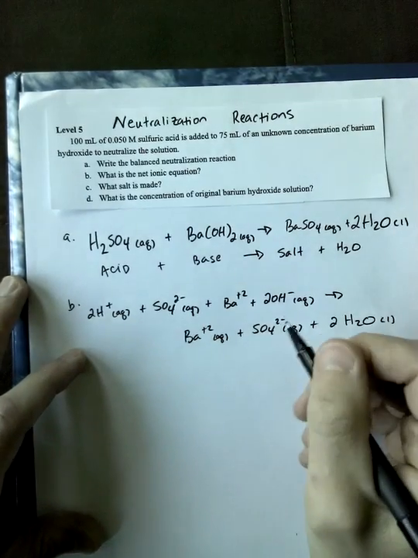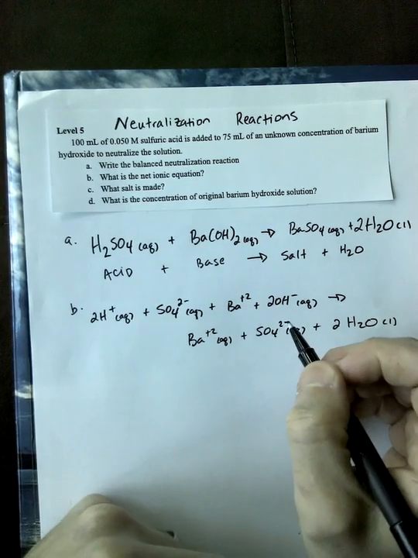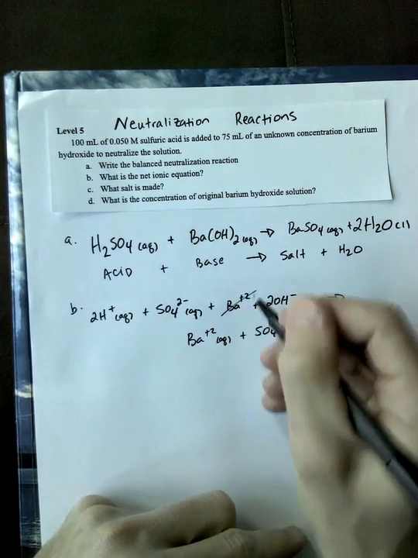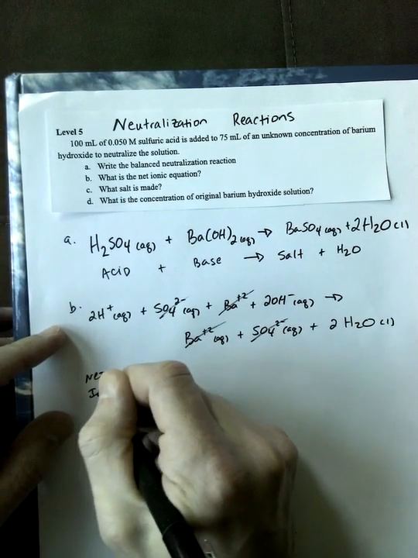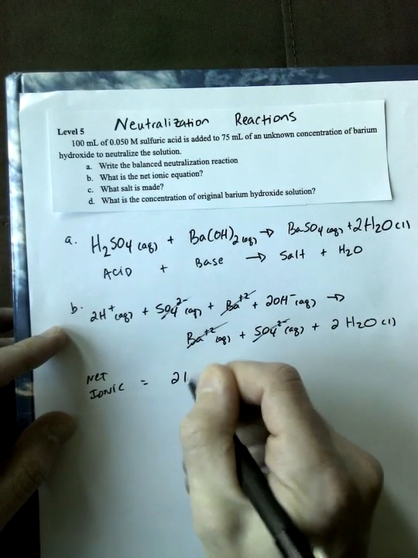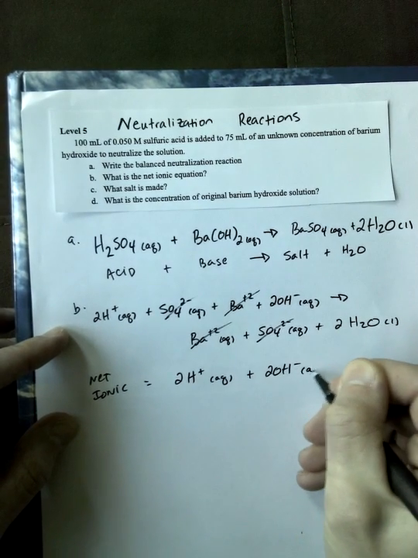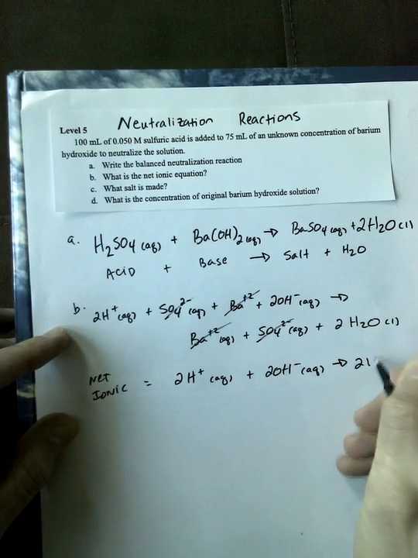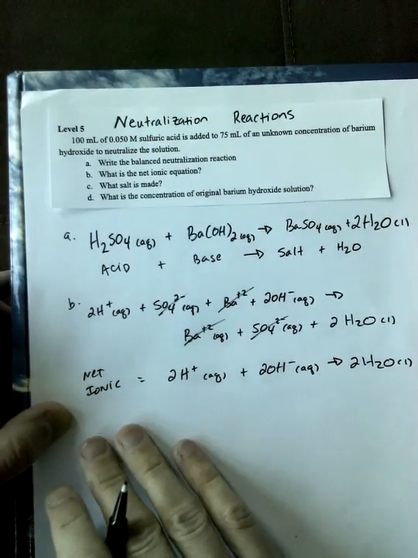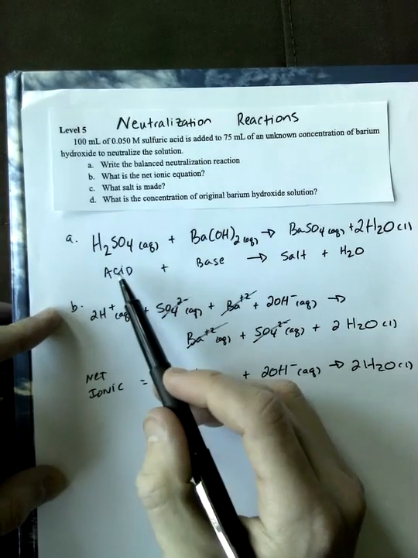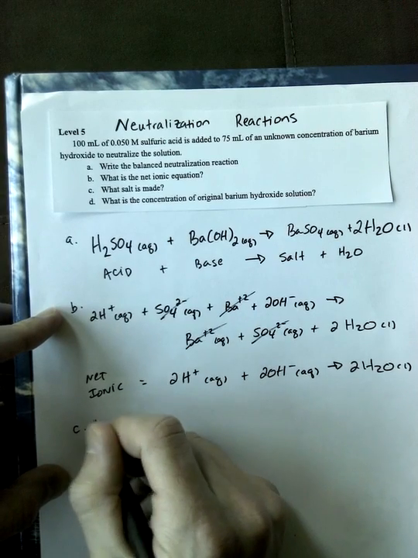So to get the net, remember I cancel out the spectator ions, the ions that match on both the reactant and the product side. They're not in the net ionic. So barium's gone, sulfate's gone. And now I can do my net ionic, which is 2H+ and 2 hydroxides, forming 2 moles of water. And there's my answer for part B. Part C says what salt is made, and like we said up here, when you do an acid-base neutralization, you always get a salt and water. So the answer is barium sulfate.